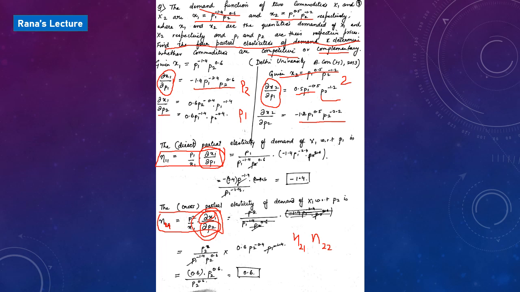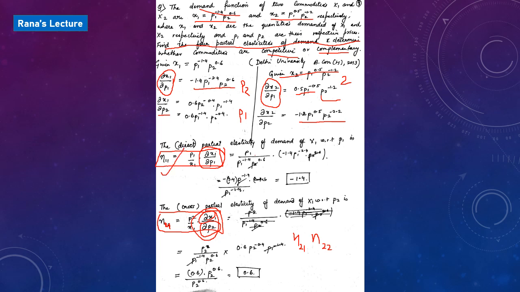We put these things into this formula. When we differentiate with respect to its own price, multiply by its own price and then by x1, this is known as direct partial elasticity of demand of x1 with respect to p1. And when we do delta x1 by delta p2 into p2 by x1, this is known as cross partial elasticity of demand. Now we come here for the calculation.